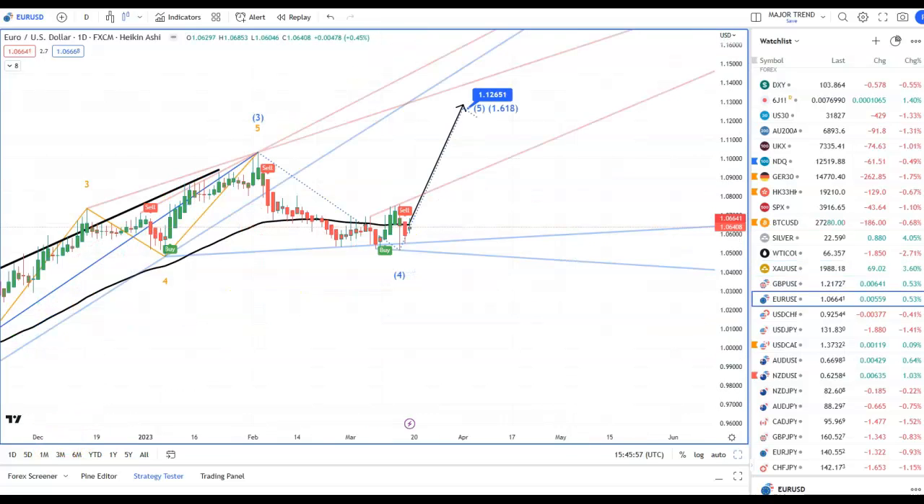On to euro dollar. This is looking good. Pretty much sideways actually. If you look at this action, this is a daily chart.